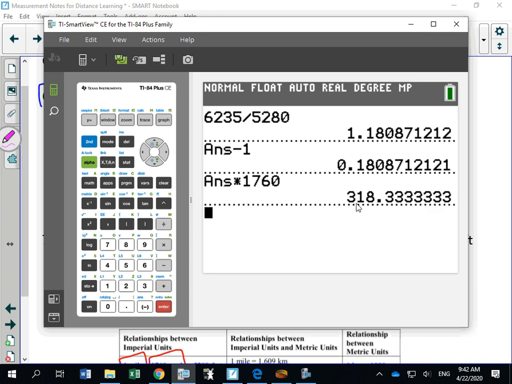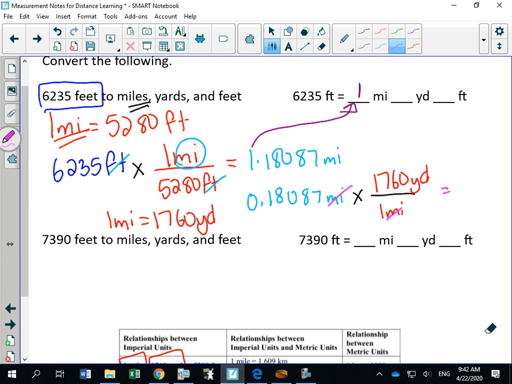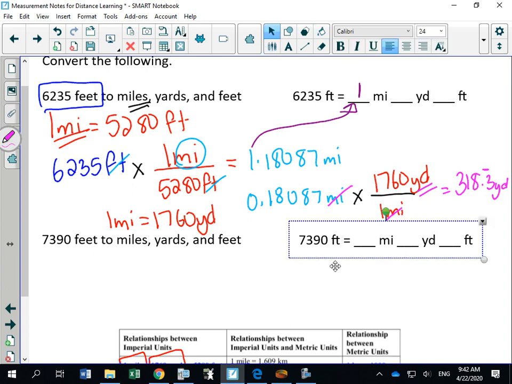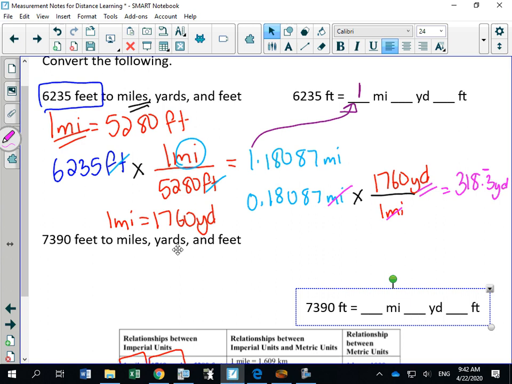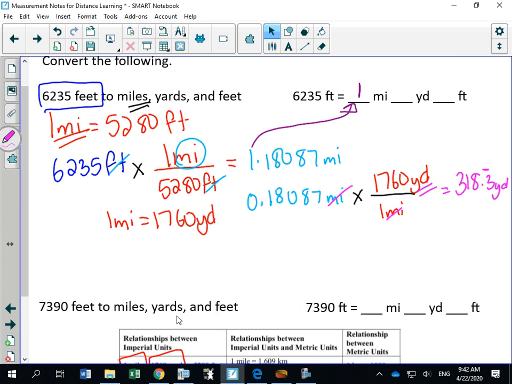Then you would get 318.333 repeating. And our units are yards. Okay, what would you put up here? What can I take from this answer and put up here? Write it in if you think you know what you would do. I hope that you would be saying, oh, I would take that 318 because that's what goes up there.